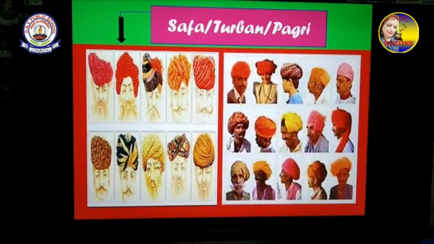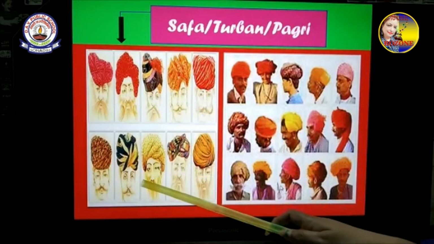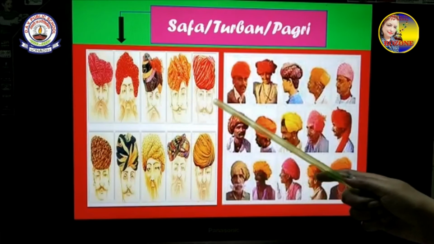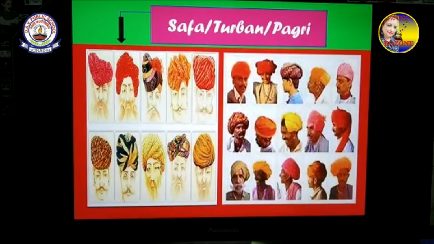Now see children, safa, turban, pagdi. All these are known as safa, or in English it is called turban, and mostly the Punjabis call it pagdi. Follow? You must have seen the Punjabis also wearing a pagdi on the head, and these different styles of safas you can see in every area. From one area to another, the safa or the turban is different. You can see everywhere the style of putting it, arranging it is different.